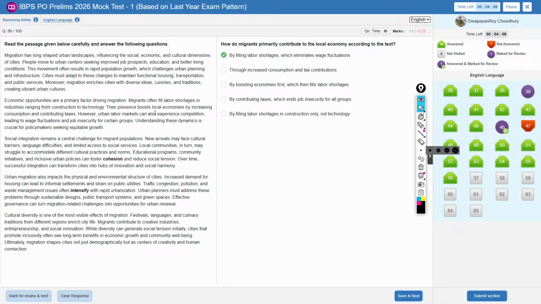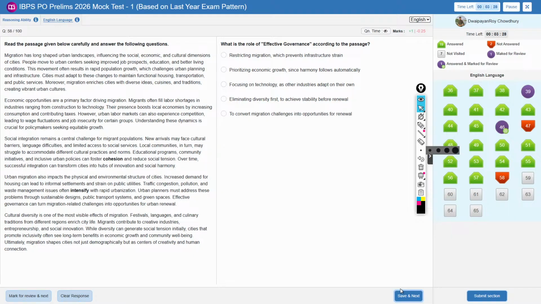However, the urban labor market can also see competition leading to wage fluctuation, increased consumption, and then consumption and taxes. Which of the following is suggested as a method to foster social cohesion? Community initiative effectively only after barriers are fully removed, social service ranked above educational program, inclusive urban policies, and educational program, but only for reducing language difficulties first, which alone guarantees urban policies.